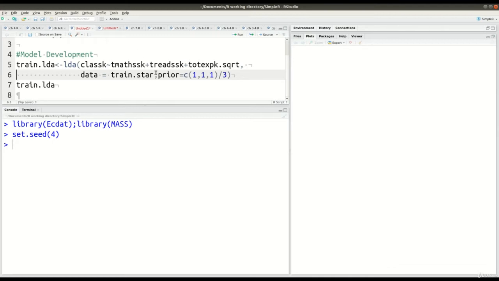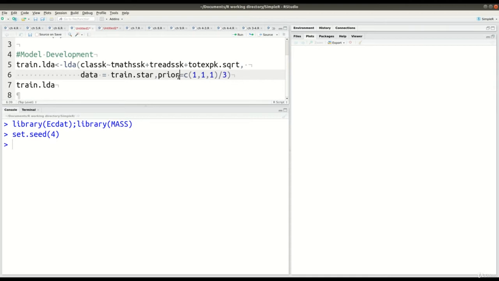What we're doing here is trying to predict what class somebody is in based on their math score, their reading score, and the square root of the experience of the teacher. That's what we're doing inside the LDA function. And then we also have to set the data set to train, and we also have to set the prior.